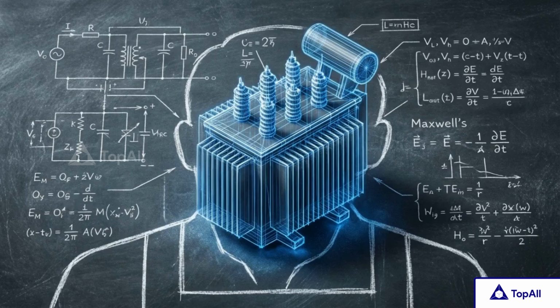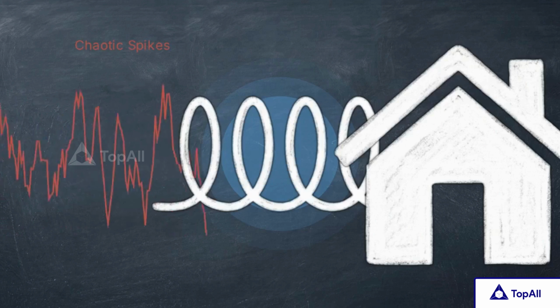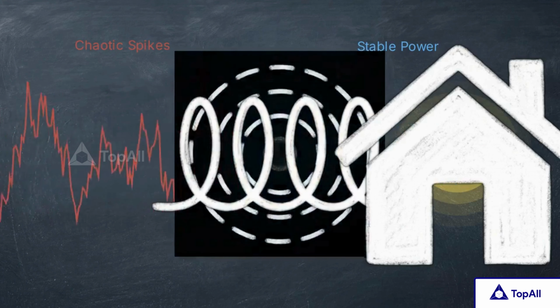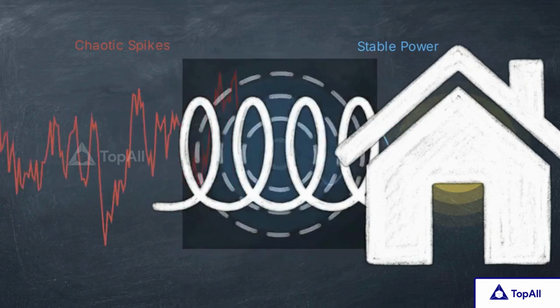By calculating and mastering inductance, engineers harness this natural resistance. They use coils as electrical shock absorbers, smoothing out chaotic, dangerous voltage spikes into the stable, reliable power grid we depend on every single day.